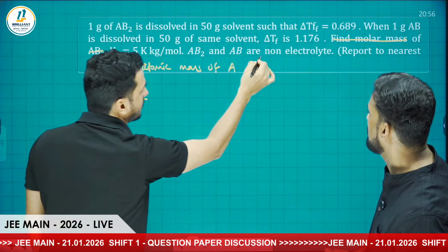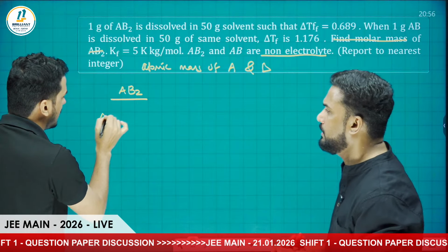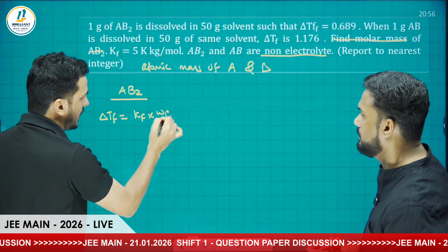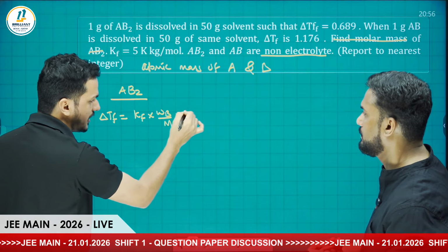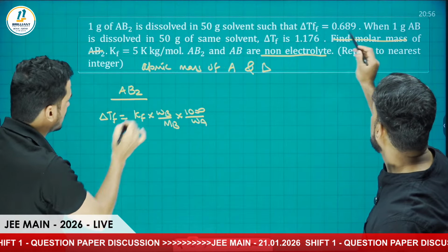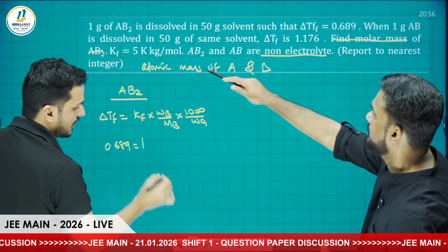One more very important thing: it is a non-electrolyte, so no need to consider the i value. So delta TF is equal to KF into WB by MB into 1000 divided by WA. The delta TF given is 0.689, and the KF value given is 5.